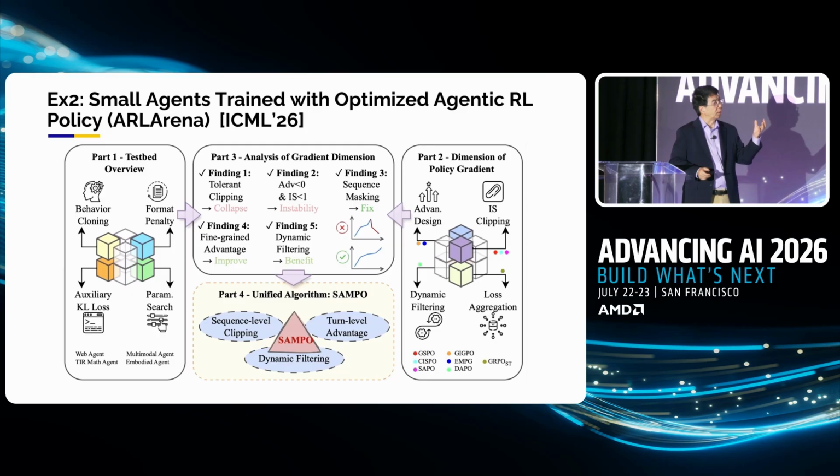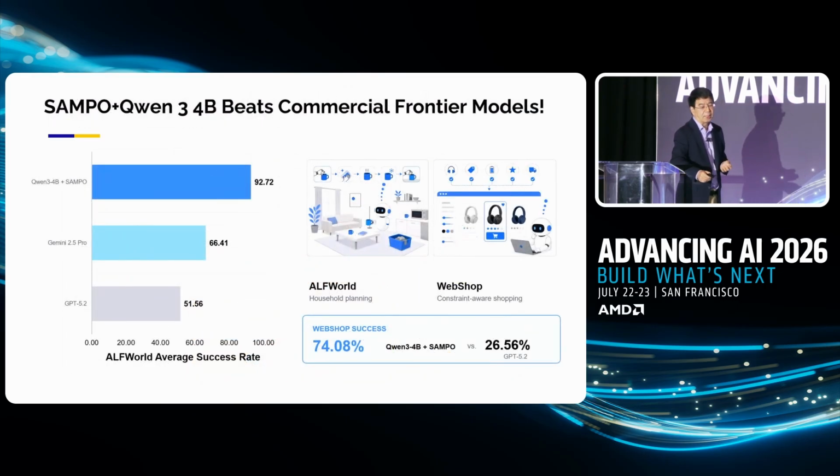that we can show that on a number of tasks, the small model, 4 billion parameters, for example, on the left-hand side, this is ALFWorld, and what it does is basically household planning. Your robots are run in that. With 4 billion models, we outperform both the Gemini models and the GPT 5.2.